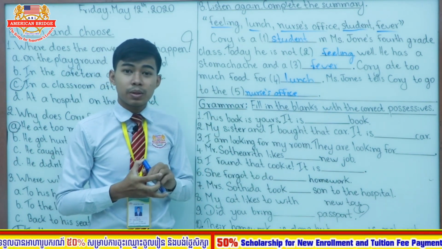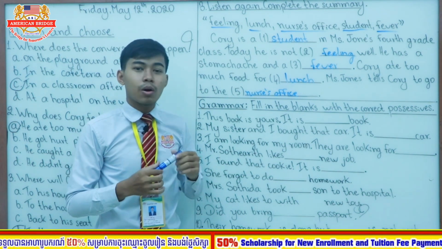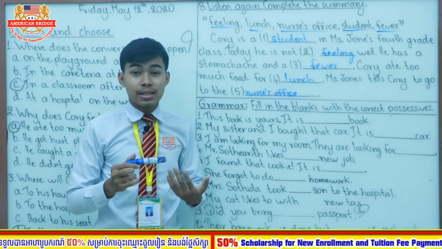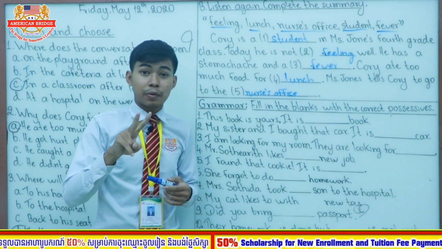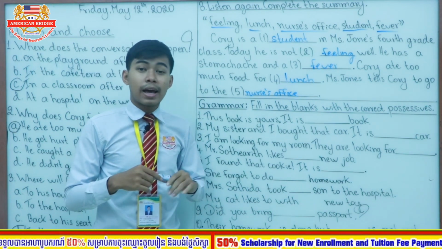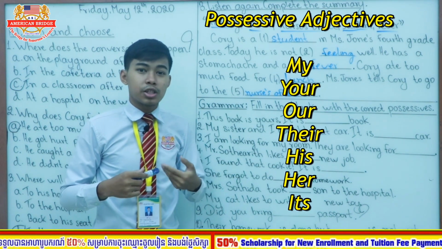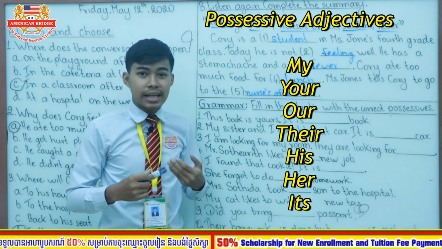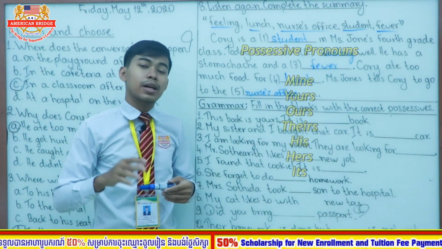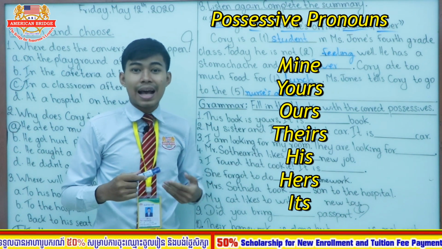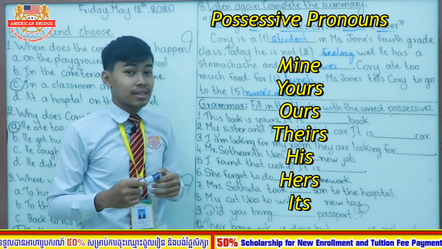So we are still in unit 4. Do you remember the title of unit 4? The title of unit 4 is My Desk is a Mess, and we specifically focus on two main points of grammar, right? Possessive adjectives and possessive pronouns. For possessive adjectives we have my, your, our, their, his, her, its. And for possessive pronouns we have mine, yours, ours, theirs, hers, his, and its, okay?